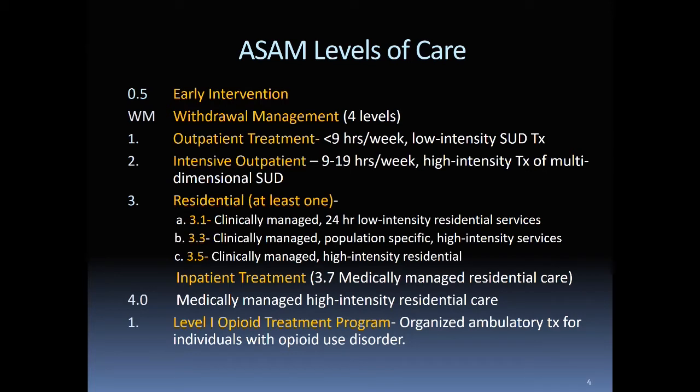Okay, and here we have the different ASAM levels of care. Currently in our system of care, we have level 1 outpatient treatment. And as you see the definition there, what it consists of. Level 2, intensive outpatient. We also provide that level currently. And 3.1, residential treatment. And then with our NTPs, level 1 opioid treatment programs, we also provide that right now as well. In the future, we will be able to provide services for these other types of levels.